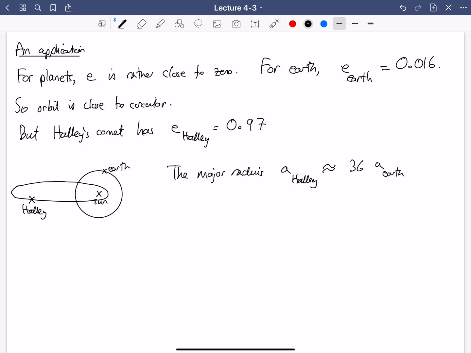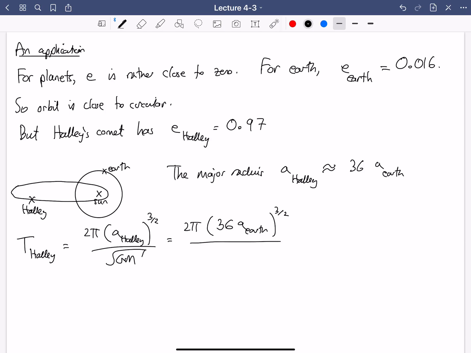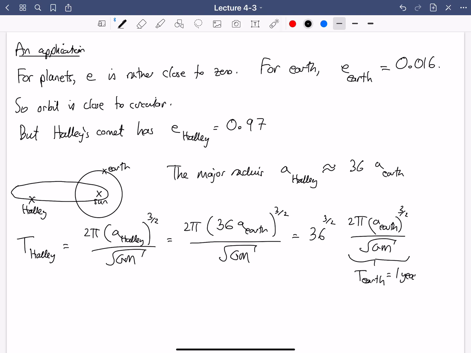Okay. So let's see if we can calculate the period for Halley's Comet. By our formula, that's 2 pi major radius to the power of 3 over 2 divided by root GM. If I replace A Halley by 36 A Earth, by that little factor that I fed you, I can rewrite this. If I pull the 36 out the front, that's 36 to the 3 over 2 out the front, then I'm left with 2 pi A Earth to the 3 over 2 over root GM, because this is the period of Earth's orbit by our formula, which is, of course, 1 year. So the period for Halley is 36 to the power 3 over 2 years, which is roughly 76 years.